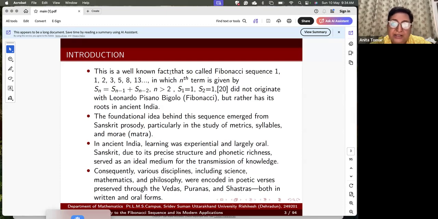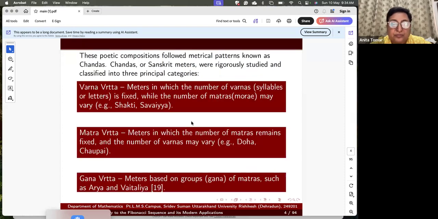The foundational idea behind this sequence emerged from Sanskrit prosody, particularly in the study of metrics, syllables, and morae, or matra. In ancient India, learning was experiential and largely oral. Sanskrit, due to its precise structure and phonetic richness, served as an ideal medium for the transmission of knowledge. Consequently, various disciplines, including science, mathematics, and philosophy, were encoded in poetic verses preserved through the Vedas, Puranas, and Shastras, both in written and oral forms. These poetic compositions followed metrical patterns known as chandas.